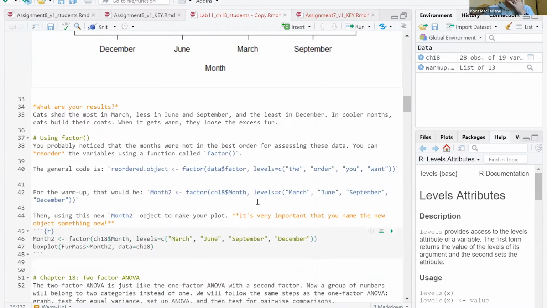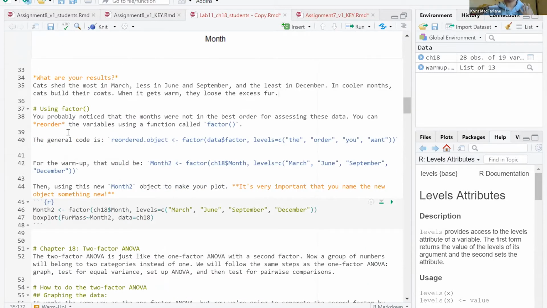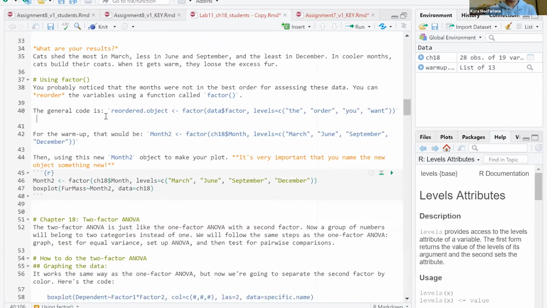So we're going to use a new function called factor today. We're going to be using it right now, but we'll also be using it later today as well. This factor function allows us to reorder a factor in the order that we want it to be. So the general code for that is right here, excluding these little quote kind of looking things.